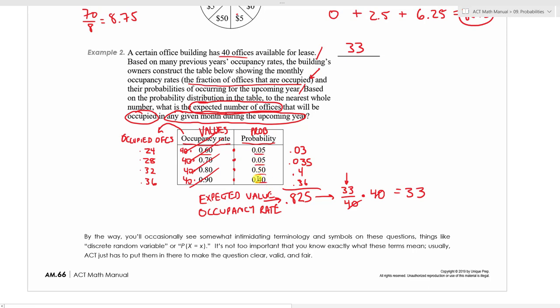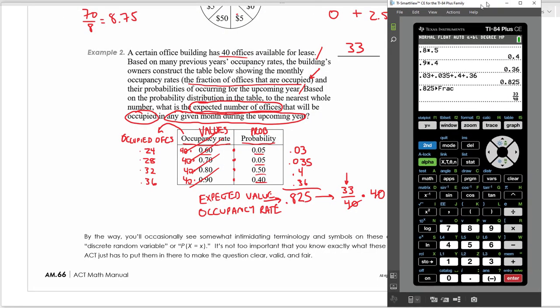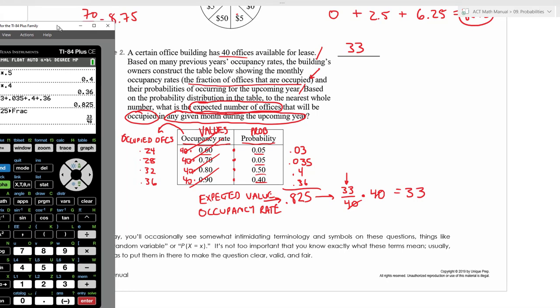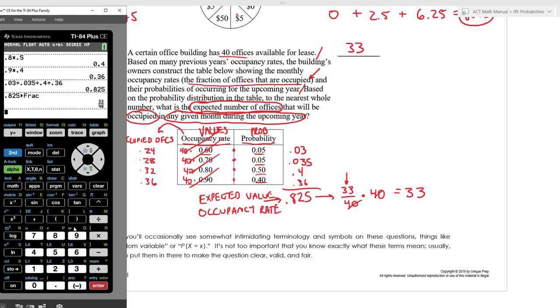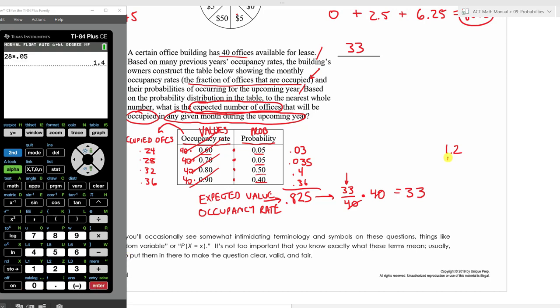So if we do 24, let's get that calculator back in here. If we do 24 times 0.05, so that's 24 occupied offices with a probability of 0.05. That is going to equal 1.2. I'm going to write these down way over here, 1.2. Then we do 28 times 0.05. That is going to equal 1.4.